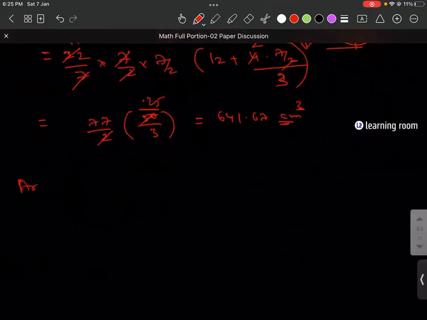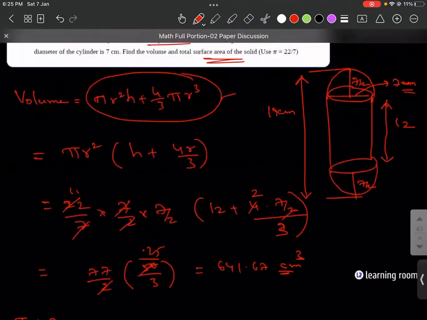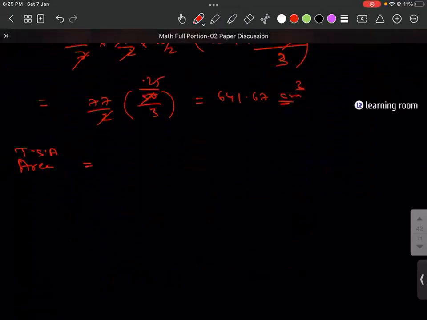What about the area? The total surface area is equal to, see, one common mistake which people do is they write the total surface area of the cylinder plus the total surface area of the 2 hemispheres. No, you should not do that, because this portion and this portion is not exposed. So what should you write? You should write the curved surface area of the cylinder and of sphere. Oh, sorry, of 2 hemispheres.